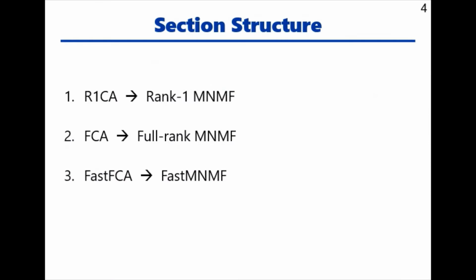This section is structured as follows. First, we extend R1CA to rank 1 MNMF. Then we extend FCA to full rank MNMF. Finally, we extend FastFCA to FastMNMF. So now we talk about extending R1CA to rank 1 MNMF.